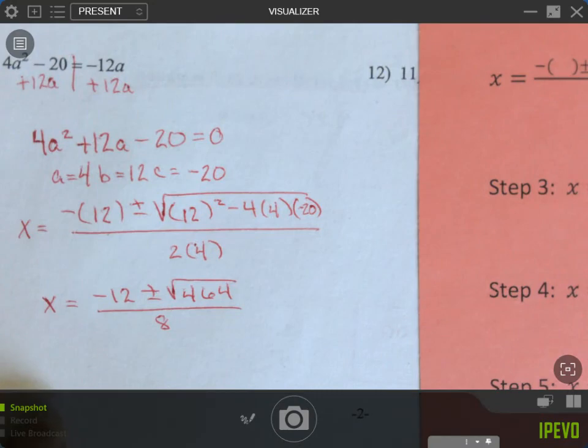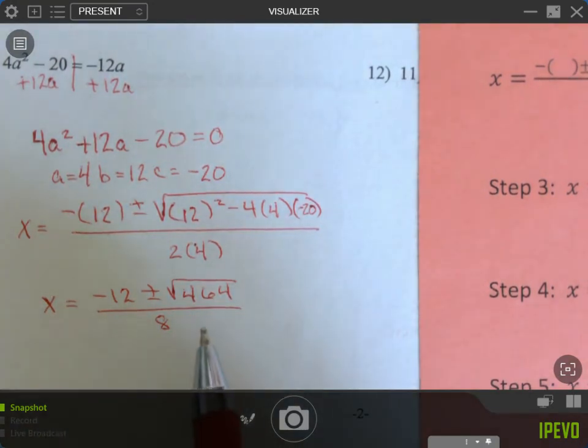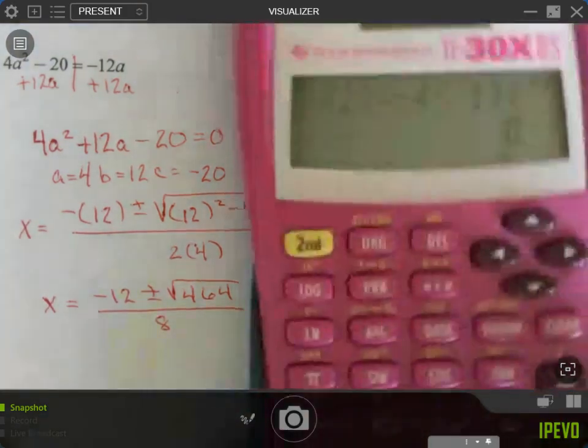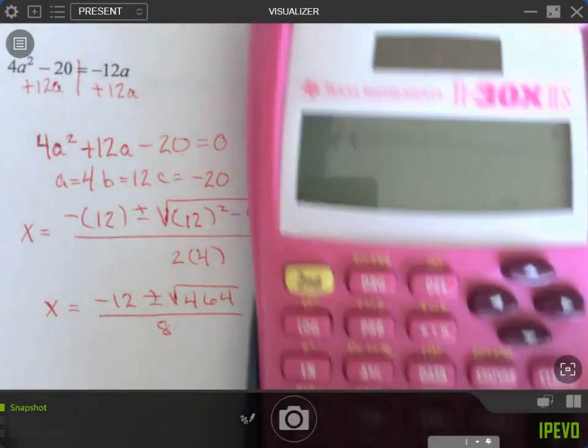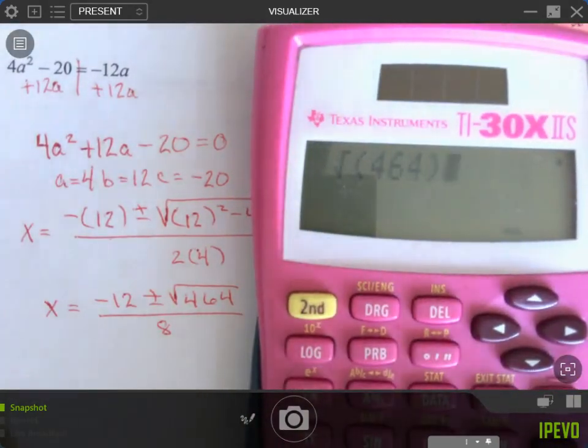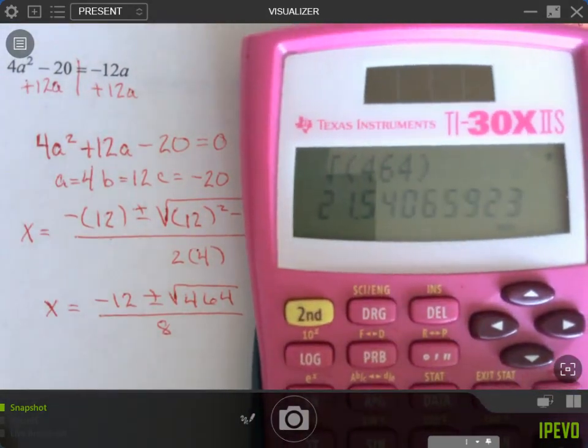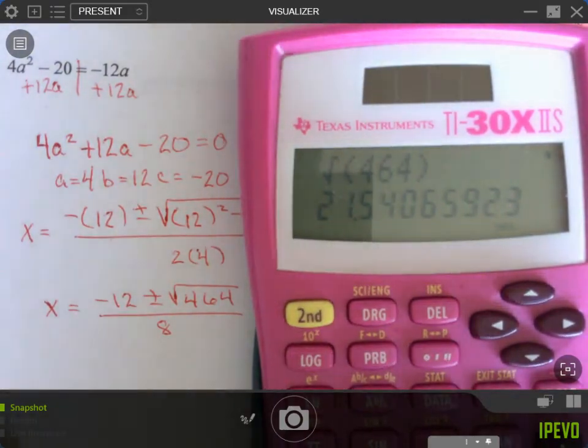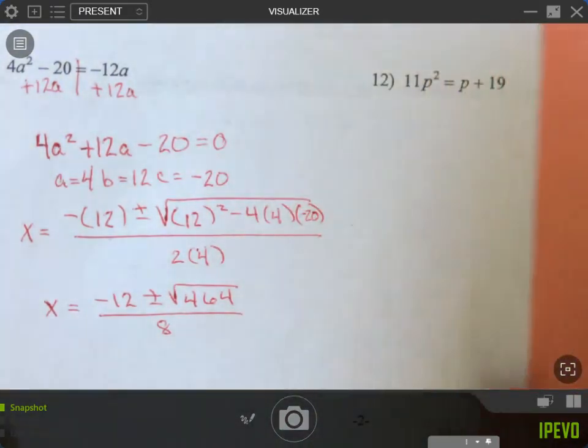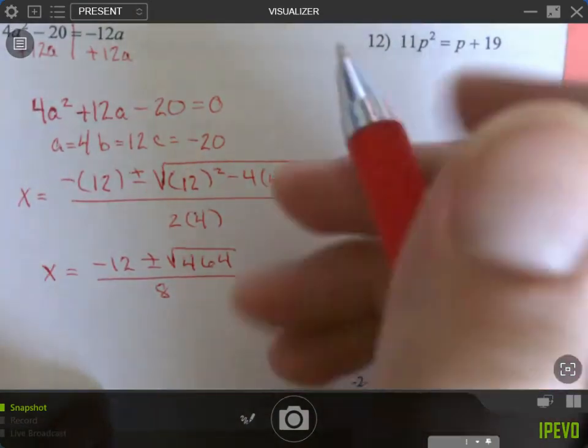Okay. So here's the deal. On number 9 and 10, once you get to this point, you'll be able to take the square root and get a nice number, and then you'll add it, get an answer and divide, and you'll subtract it. The problem is 464, if I test it, it's not a perfect square. So I can't take the square root of that.